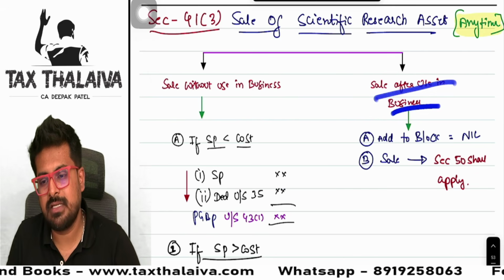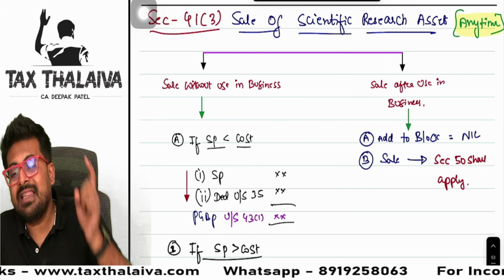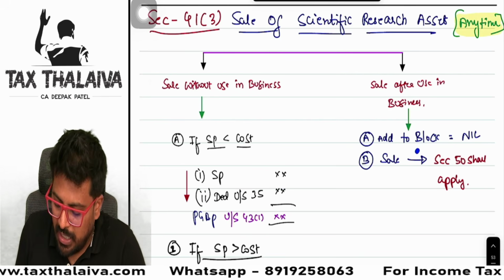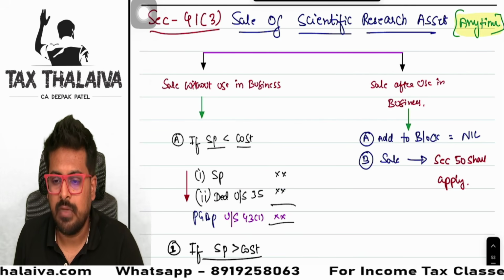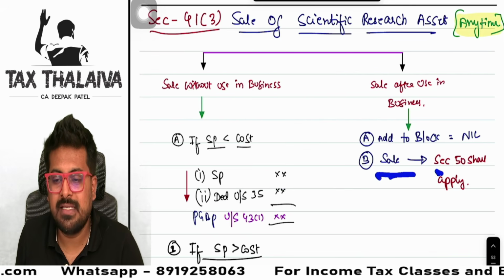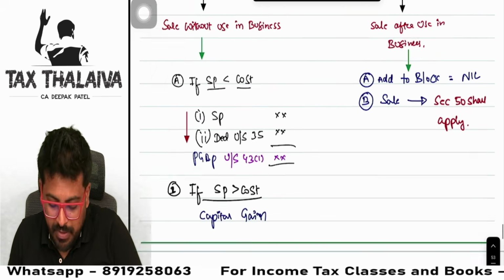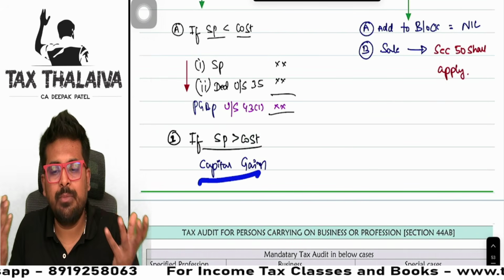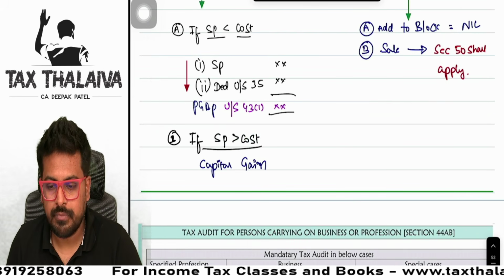Sale after use in business. If you sell the asset after putting it to use in the business, then of course add to block nil, but on the sale price section 50 shall apply. But if the sale price is more than cost, anytime you will get a capital gain.